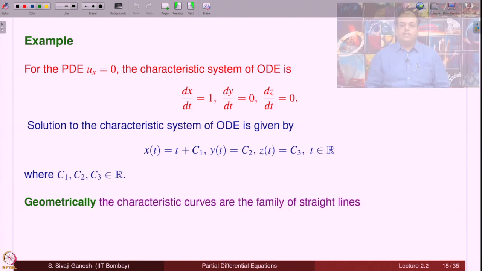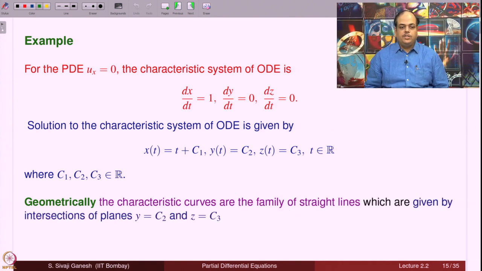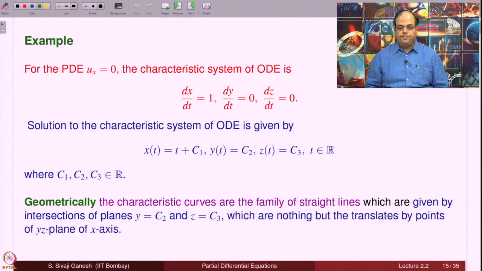So, characteristic curves are the family of straight lines which are given by the intersection of the plane y equal to C2 and z equal to C3, which are nothing but the translates by points of the yz plane of the x axis.